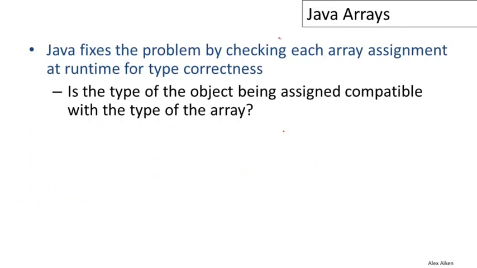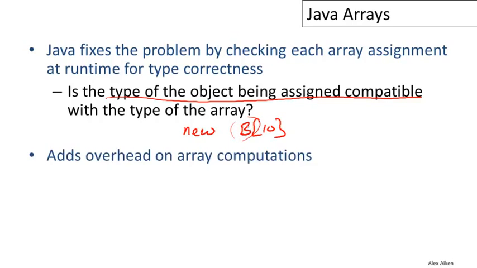So Java fixes the problem differently. Instead of statically checking that array accesses will all be type correct, Java does this at runtime. And so whenever an assignment is done into an array at runtime, Java checks whether the type of the object being assigned is compatible with the type of the array. So when you say new B sub 10 in Java, Java will remember inside the array that this was supposed to be an array of B's. And then whenever you assign into the array, it will check that the thing you're assigning is either a B or a subtype of B.